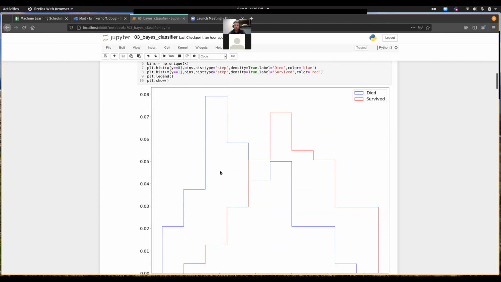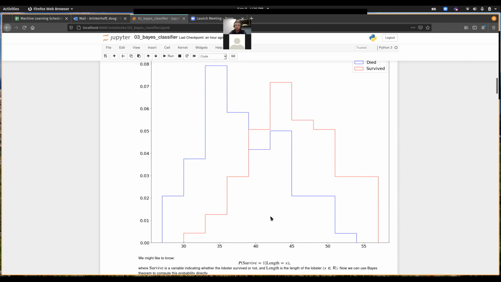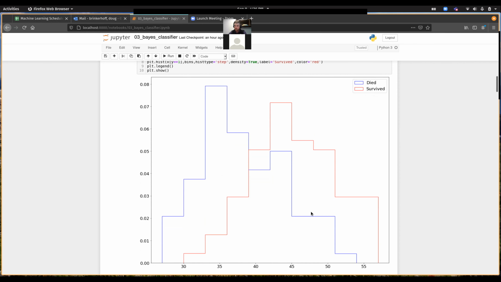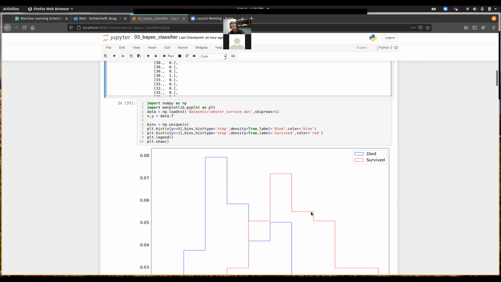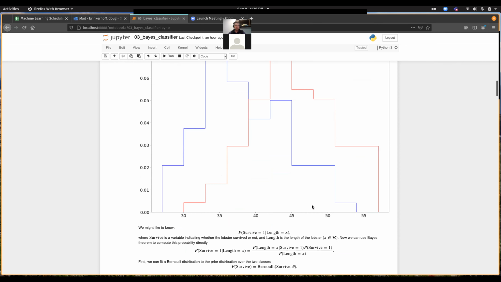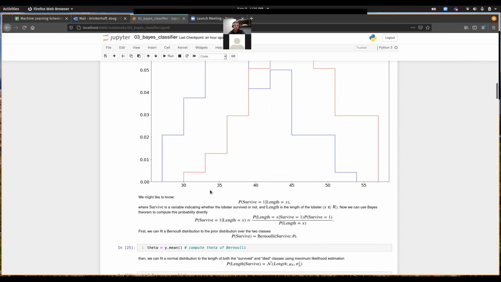You see that there's a pattern here, right? Larger lobsters were more likely to survive. And so the question here is, can we use this in the context of a naive Bayes classifier? We might like to know the probability of survival, or the probability that the lobster survives, some random variable survive equals 1, given length.